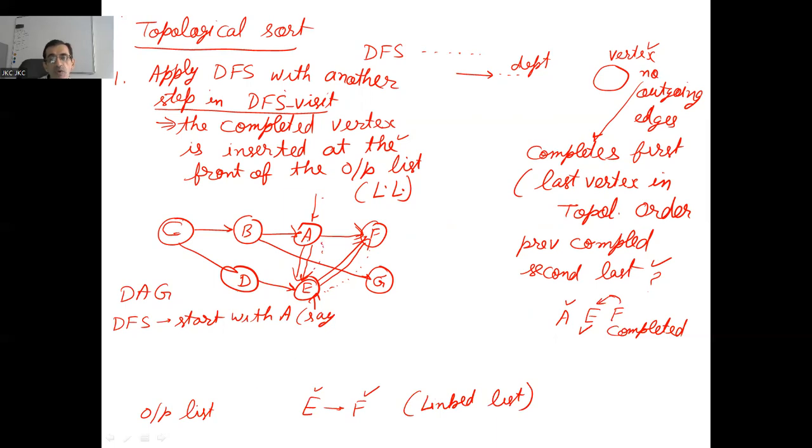From A, now I say there is one outgoing edge towards F. F is untraversed. I'll go towards F. F is already traversed. So there's nothing to do in that direction. So A will also complete. A complete means A also comes here.